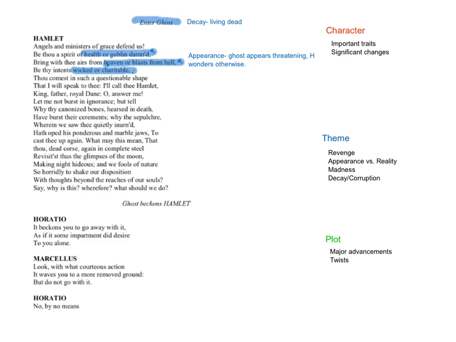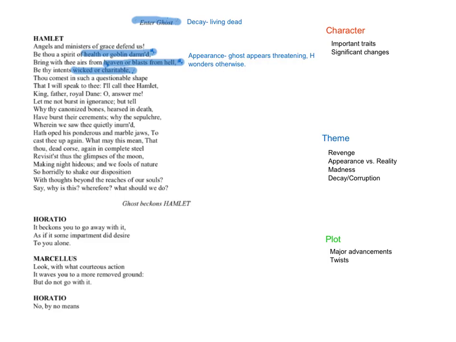We'll keep going. Then I will speak to thee. I'll call thee Hamlet, king, father, royal Dane. Oh, answer me. Let me not burst in ignorance, but tell why thy canonized bones, hearsed in death, have burst their cerements, why the sepulchre wherein we saw thee quietly inurned hath oped his ponderous and marble jaws.